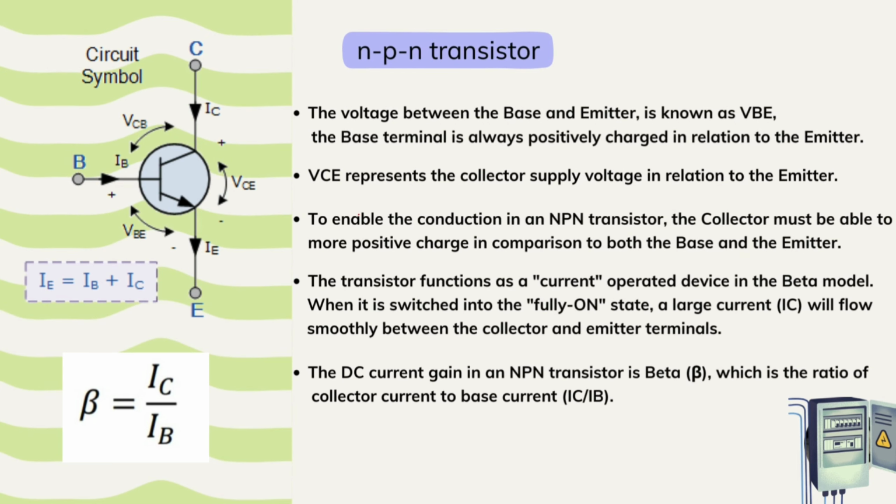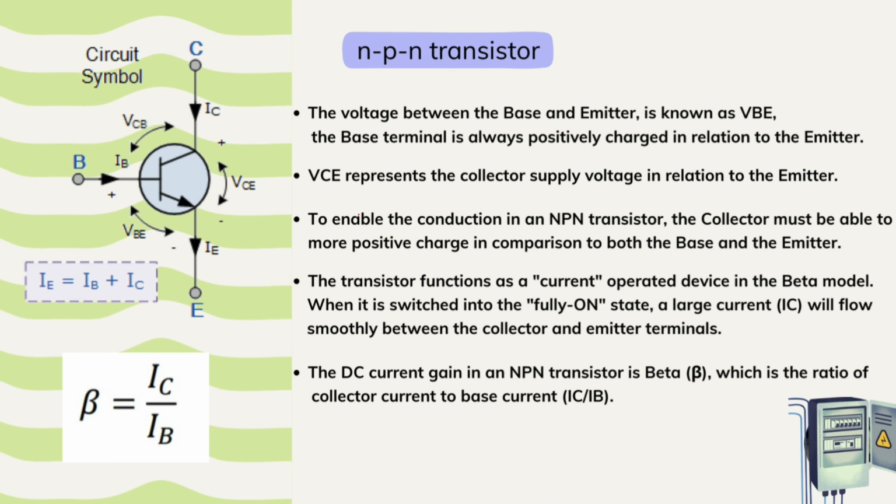For an NPN transistor, as you can see from the circuit symbol illustrated, the voltage between the base and emitter is known as VBE. The base terminal is always positively charged in relation to the emitter. Meanwhile, the VCE represents the collector supply voltage in relation to the emitter. For an NPN transistor to enable conduction, the collector must consistently hold a more positive charge in comparison to both the base and the emitter.